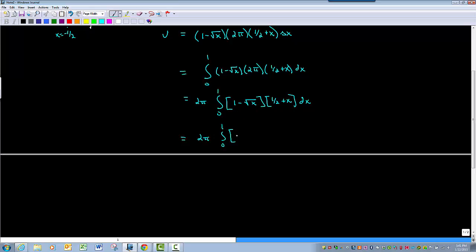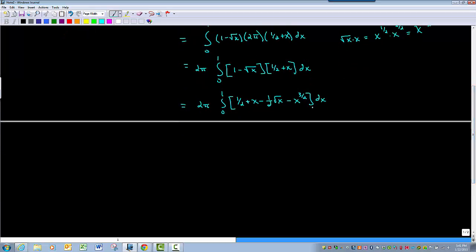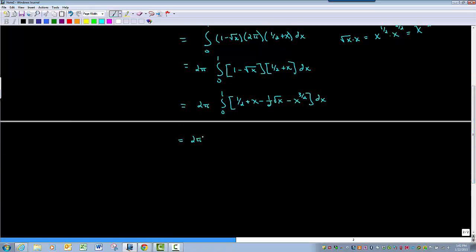That will be equal to the following. 1 times 1/2 is 1/2. 1 times x is x. Negative square root of x times 1/2 is negative 1/2 square root of x. And then negative square root of x times x. So square root of x times x is x to the 1/2 times x to the 2/2, which is x to the 3/2. So this will be minus x to the 3/2 dx. Now we're going to do these each individually. So this will be 2 pi from 0 to 1 of, now wait, hang on. I don't want to write that like that. I want to write it like this.